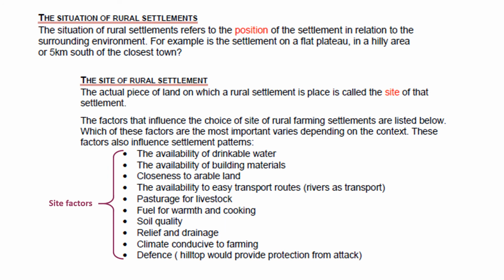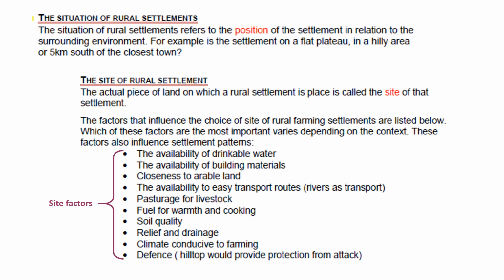So we talk about 2 other things when we're looking at the study of settlement. We talk about the situation and the site. If we look at situation first, situation is referring to a settlement in relation to something else. For example, the settlement is on a flat plateau, or the settlement is 5 kilometers away from the closest town. So you're referring to it in relation to something else.